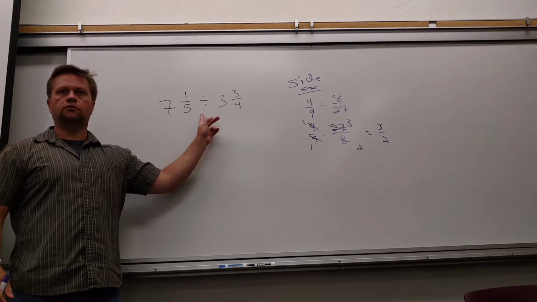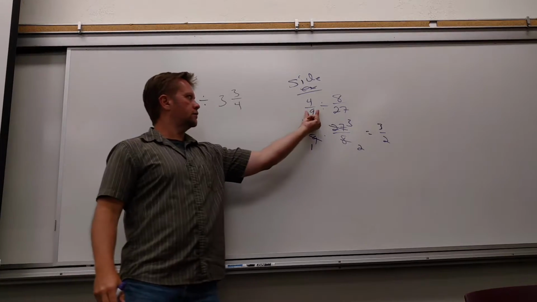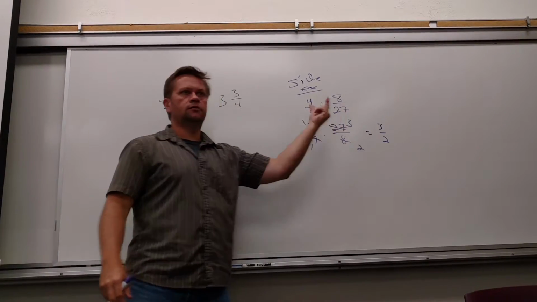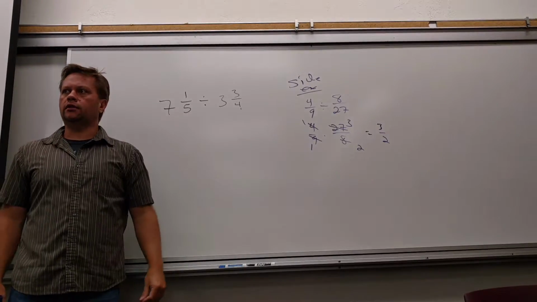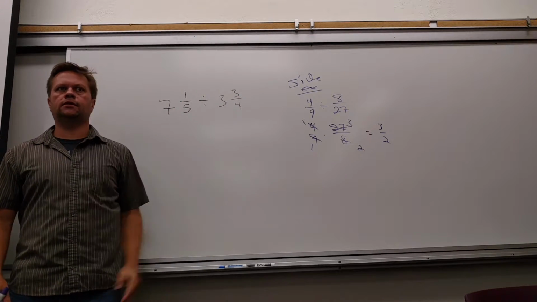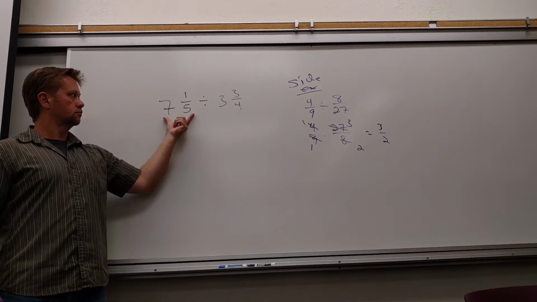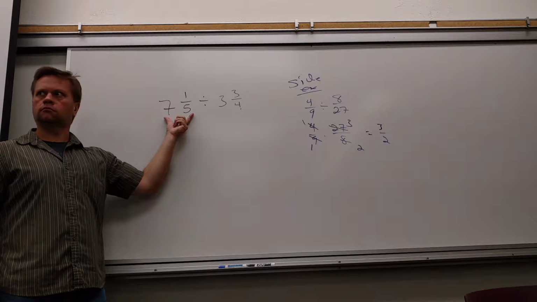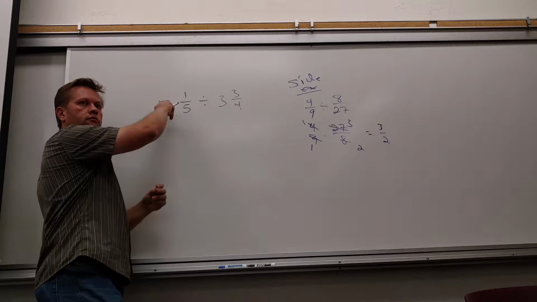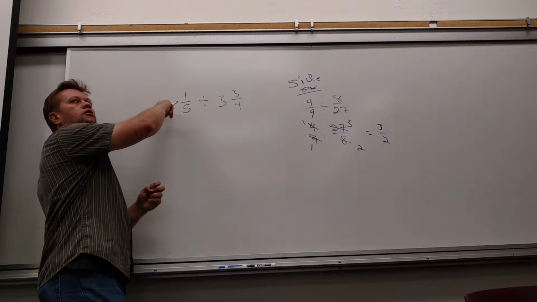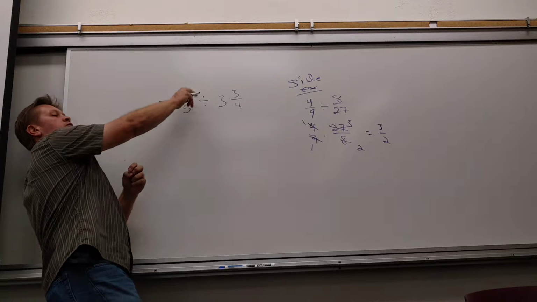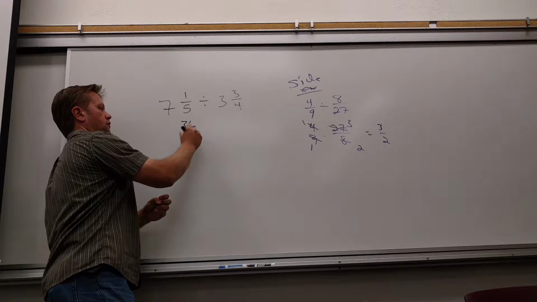That tells you what to do here. Why does that not look like this? Can you make them look like that? If you can make them look like that, then it's just as easy. All right, so what do I do to make that look like that? 5 times 7, 35 plus 1. 36 fifths divided by.